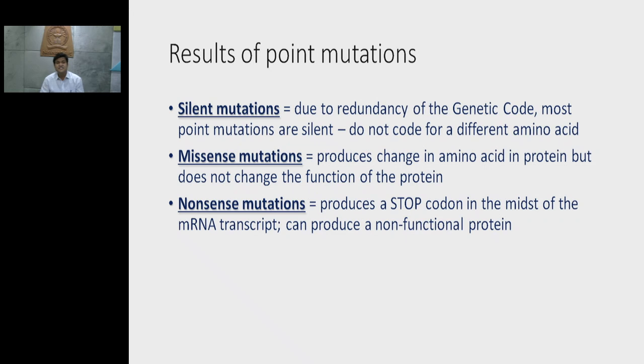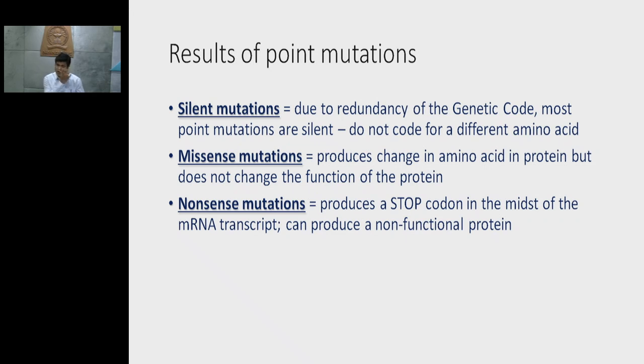So what are the results of point mutation? Silent: this is due to the redundancy of the genetic code, and most mutations are silent. They do not code for a different amino acid; they will code for the same amino acid. Missense mutations produce a change in an amino acid in the protein but do not necessarily change the function of the protein. Nonsense produces a stop codon in the midst of the mRNA transcript, and that can produce a non-functional protein. There is quite a possibility of changing the function of that protein, or not, in case of point mutations.